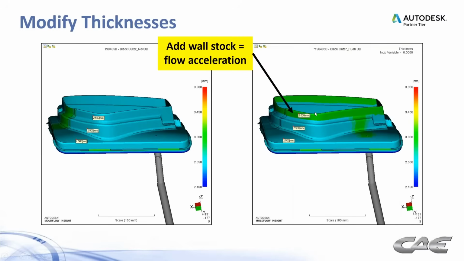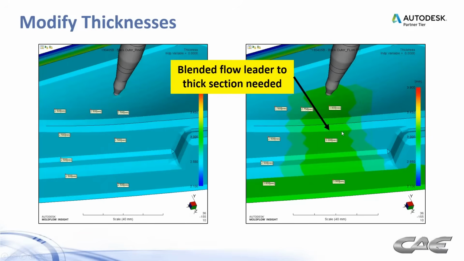And then we start playing around with wall thickness, which is a very quick thing to do in midplane. And in this case, we put a band of material around the rim here that was thicker to promote flow around that window and close up that flow before it causes an air trap at that perimeter. Not only that, but we wanted to install a flow leader from the gate area out to that thicker band.